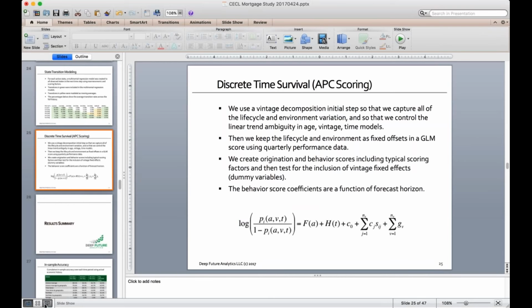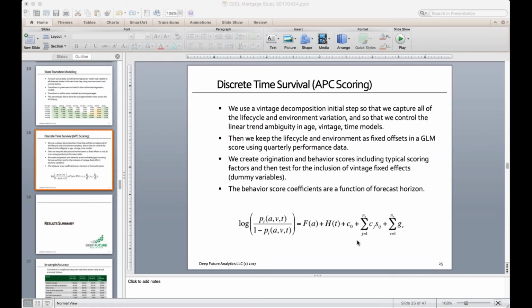The last model that we are using is also very common. It's called a discrete time survival model, and this is a loan level version of the vintage model. Here we have a life cycle factor and an economic factor, but also scoring factors, and we even allow for vintage dummies. So we still have a vintage effect in here because of the possibility of adverse selection.